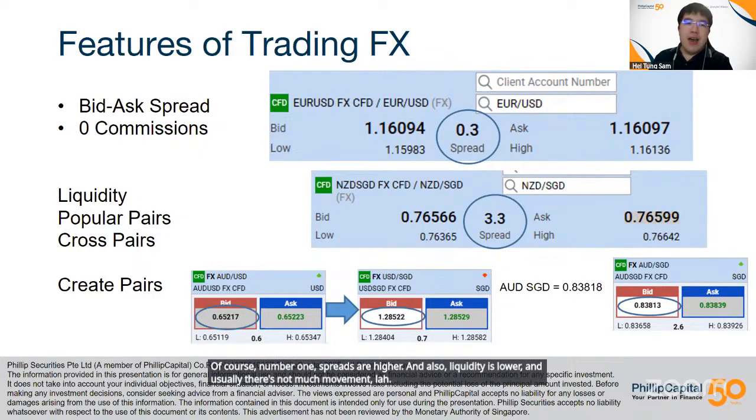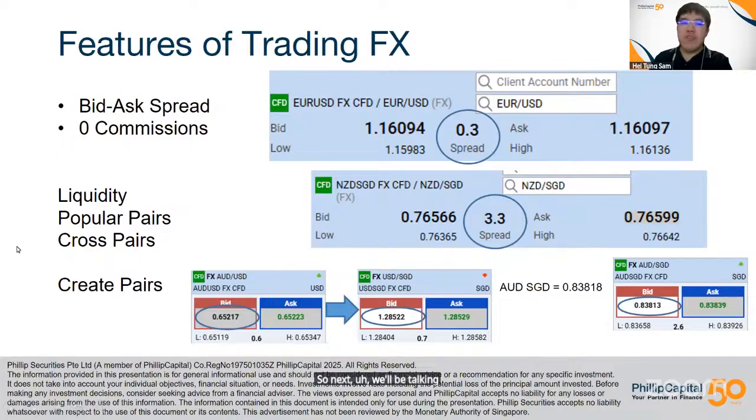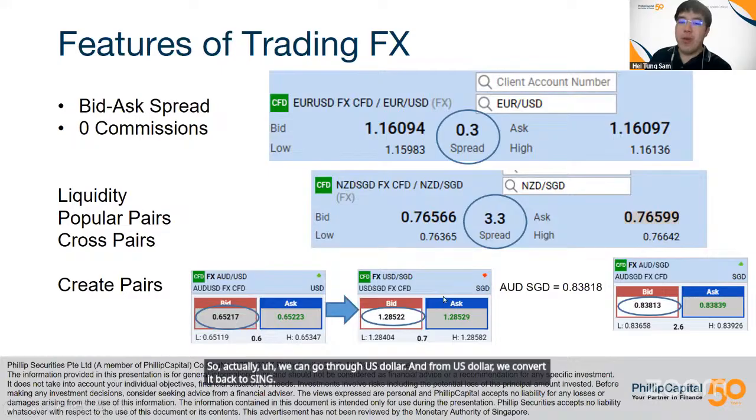So next, we'll be talking about something called cross pairs. In FX, when we compare two currencies, let's say AUD USD is one AUD can exchange for how many USD? Then let's say we want to create a pair called AUD SGD. So actually, we can go through US dollar, and from US dollar we convert it back to Sing to create the AUD SGD pair.